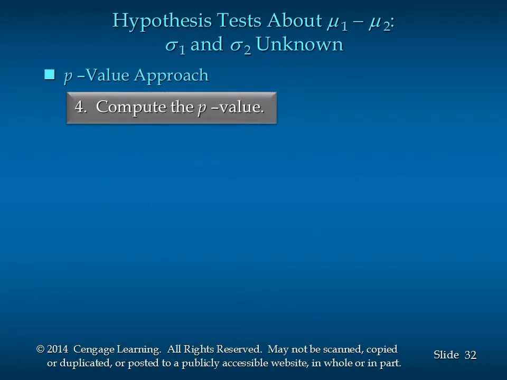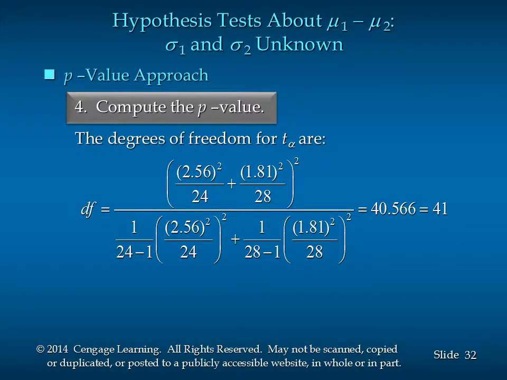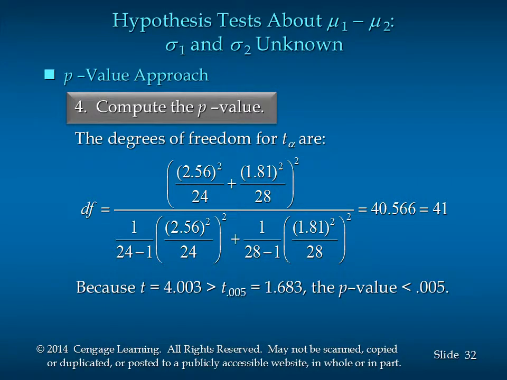And let's run the p-value approach. If you ran all these numbers, you would get a t-value of 4.003, and at 0.005, the p-value is less than 0.005. So what would you do at that point? Accept or reject? Yeah. Something's happening.